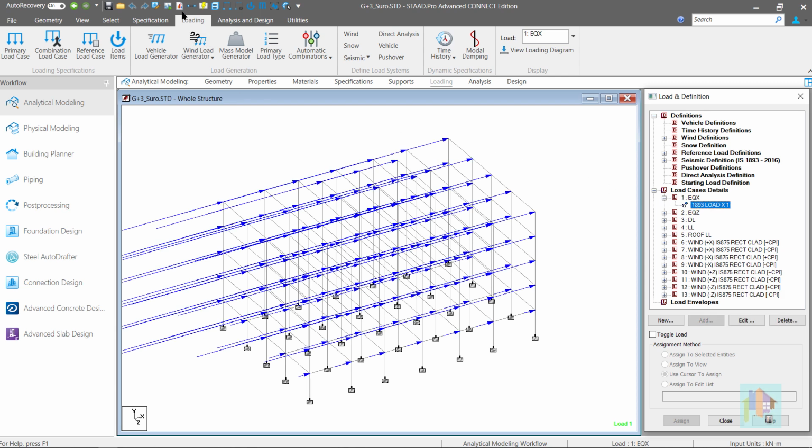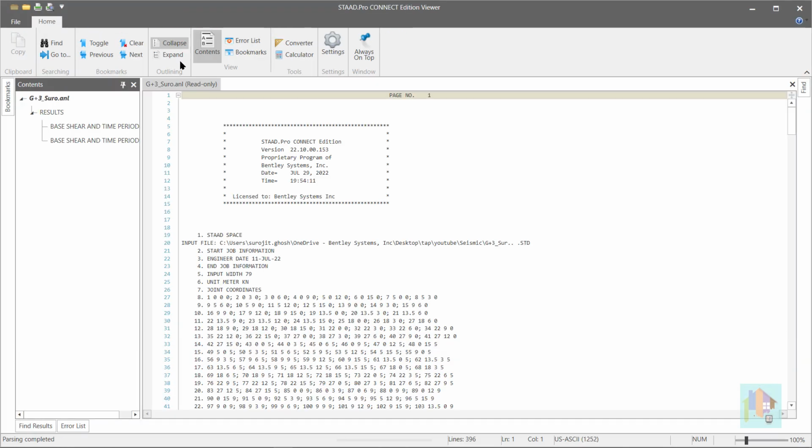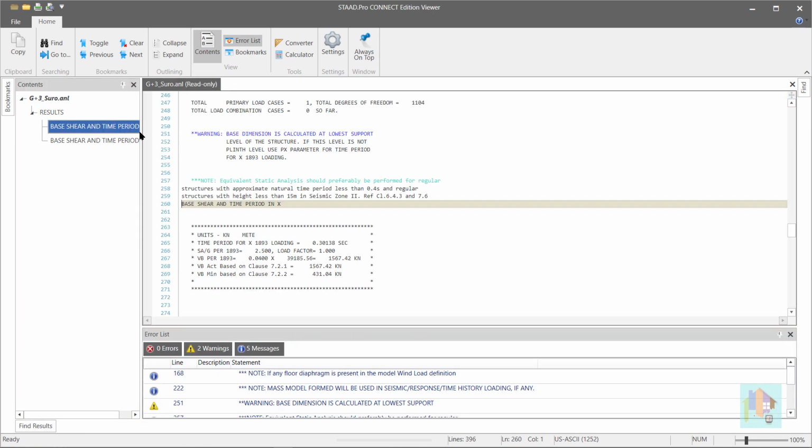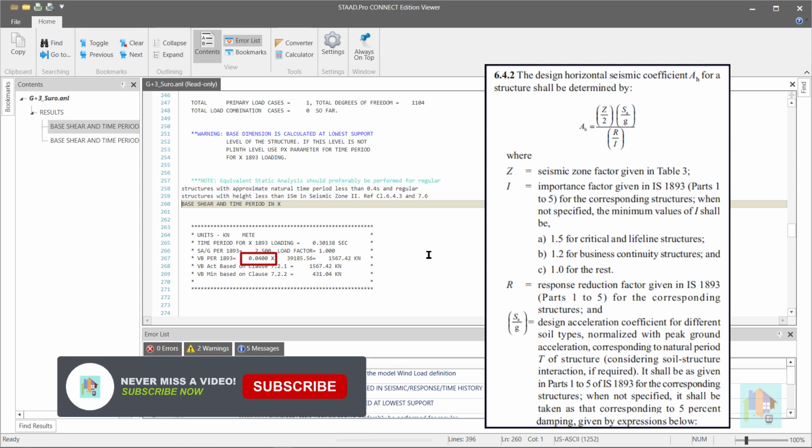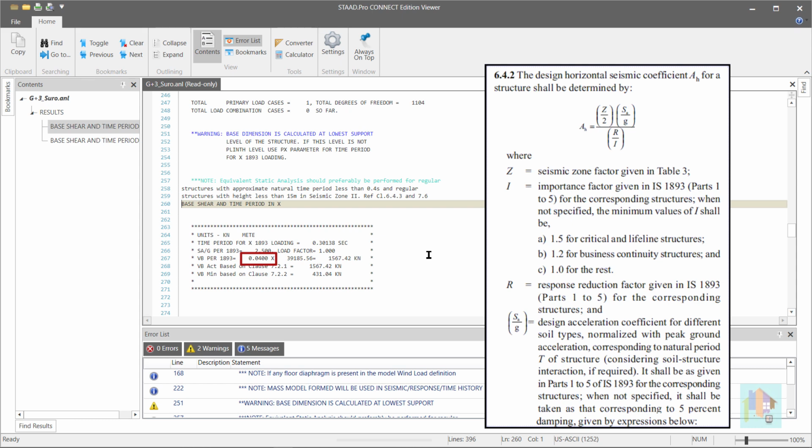I am Surajit Ghosh, and in this session, I'll cover an important topic: how the design horizontal acceleration coefficient AH is calculated and used for static seismic analysis. This AH value depends on several factors, including site-specific condition and building-related parameter. I'll discuss all these factors used to calculate the AH value.